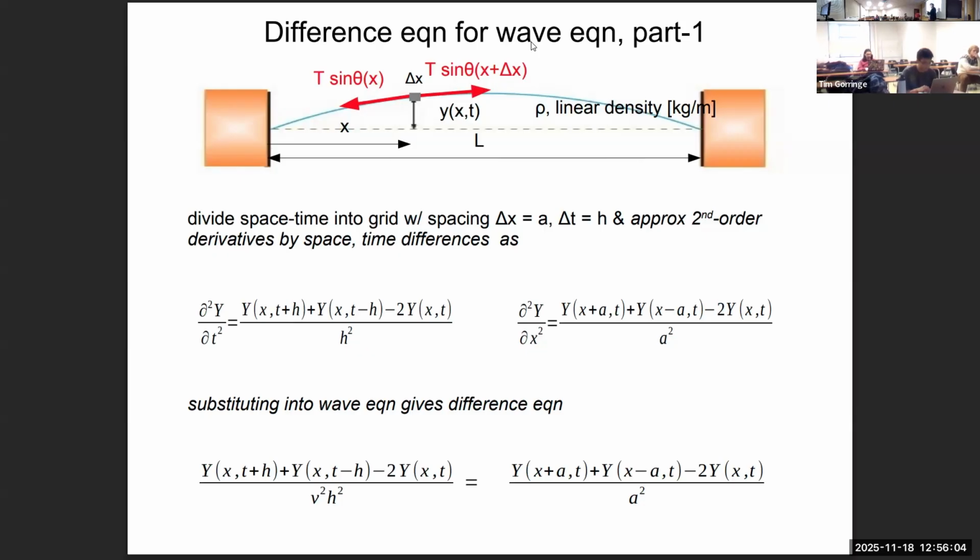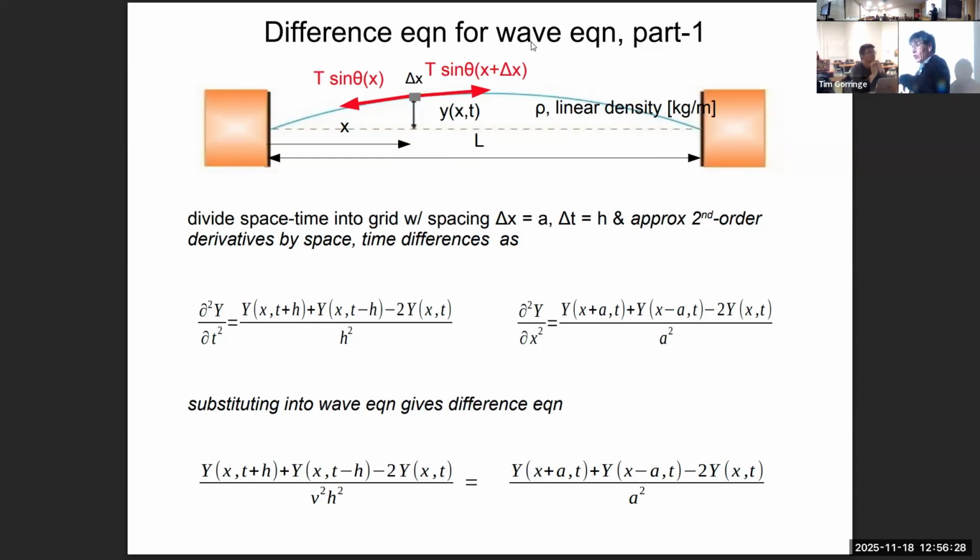So what I've done in the difference equation is I've gone ahead and discretized space and discretized time. H is my unit of discretized time. A on the right-hand side is my unit of discretized space. So that's my lattice in space and time. It's defined by A and H.